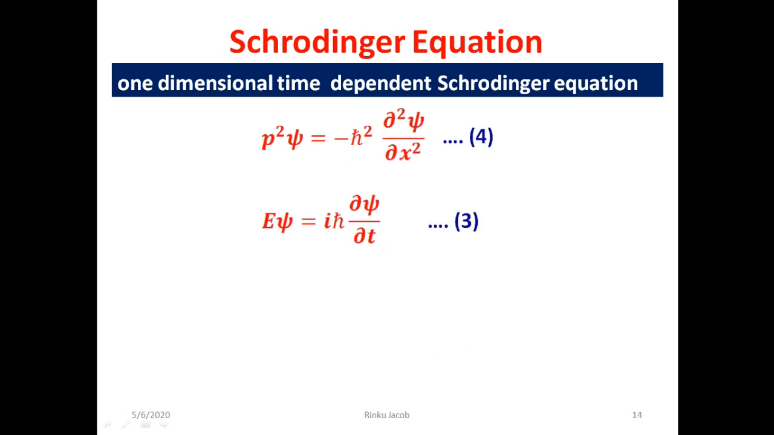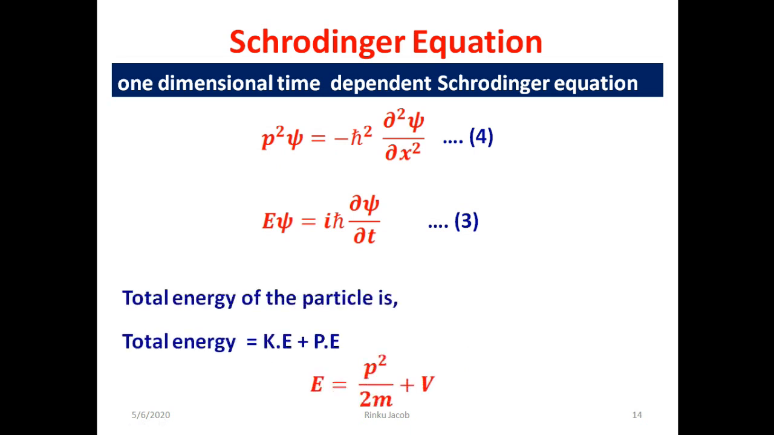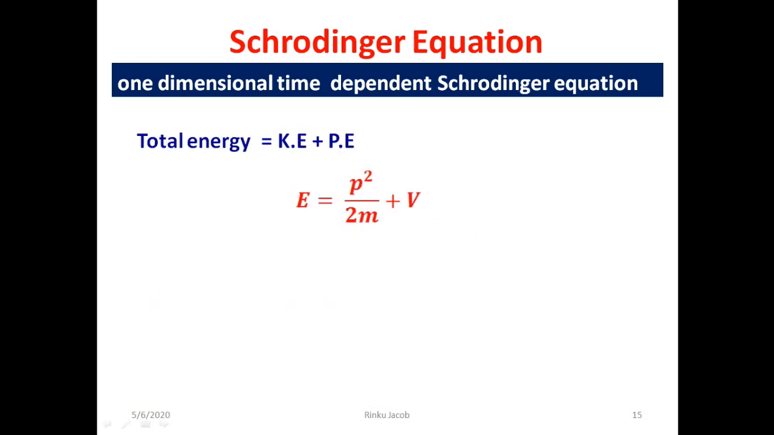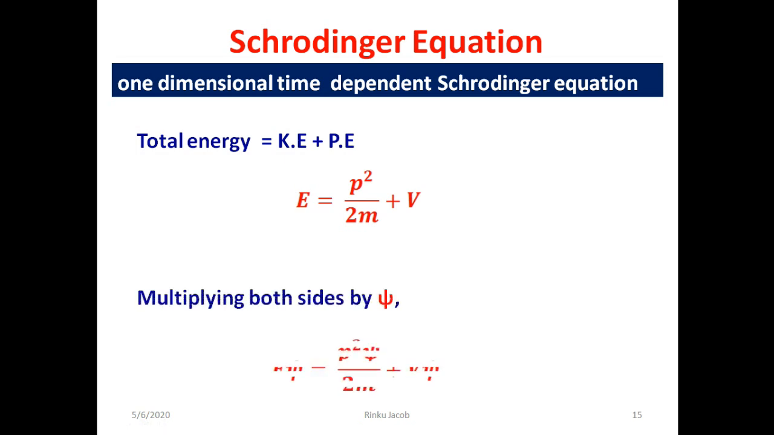Using equations 3 and 4, we can find the total energy of the particle. The total energy of the particle is the sum of the kinetic energy and potential energy. That is E is equal to p²/2m plus V, where p²/2m is the kinetic energy and V is the potential energy and E is the total energy. Now to make use of equations 3 and 4 in the total energy equation, we multiply both sides of the total energy equation by the wave function ψ. That is Eψ equal to p²ψ/2m plus Vψ.